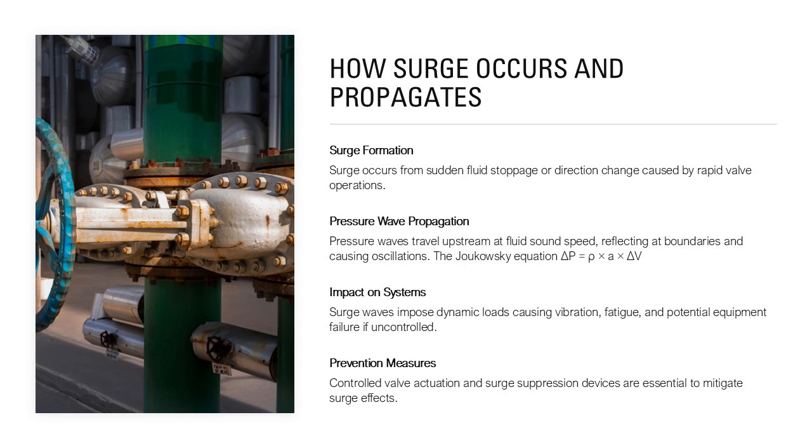These transient waves impose dynamic loads on pipe walls, supports, and connected equipment, often exceeding static design pressures. In multiphase systems, surge effects are more complex due to compressibility and phase interactions. The rapid propagation of pressure waves can cause severe vibration, fatigue, and overstress failures if not properly controlled. Understanding this mechanism is crucial for implementing preventive measures such as controlled valve actuation and surge suppression devices.